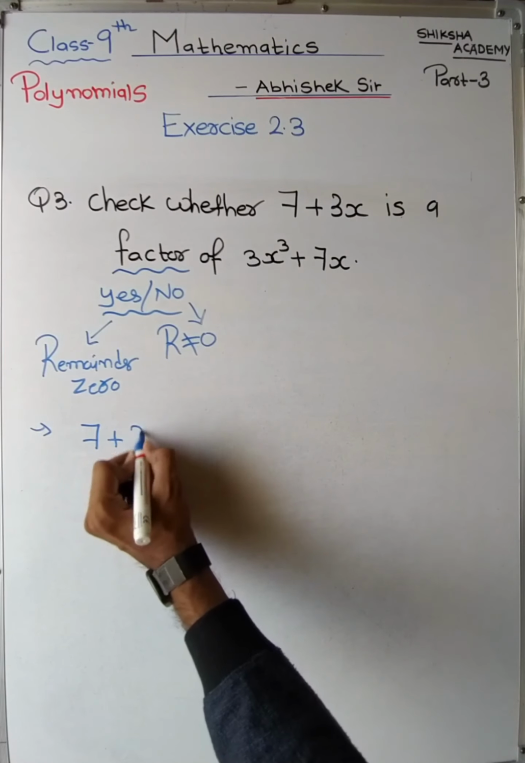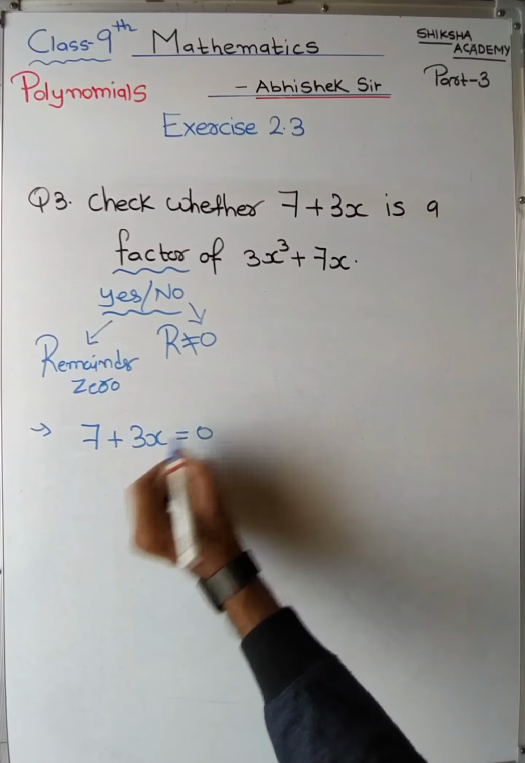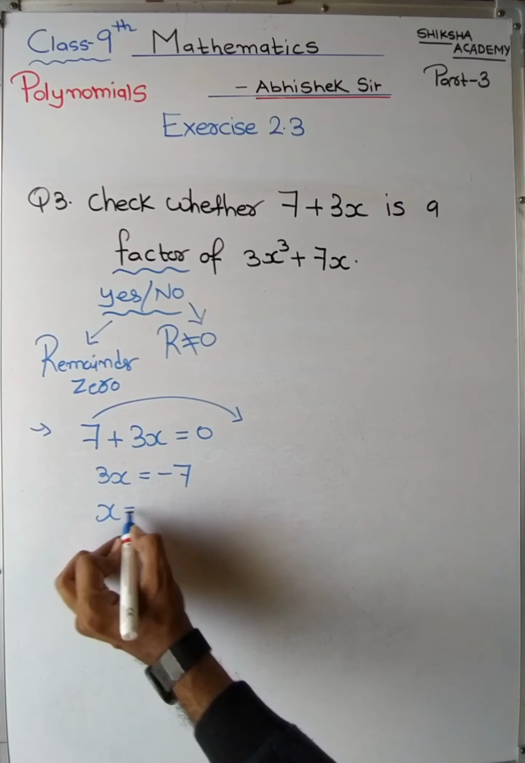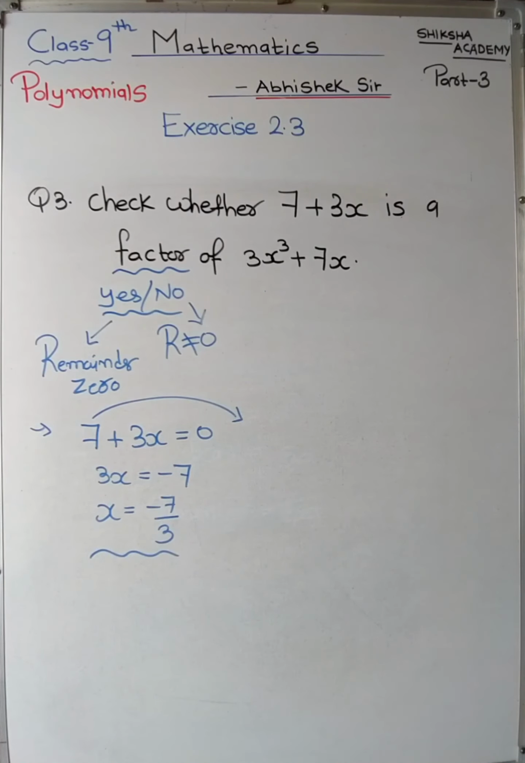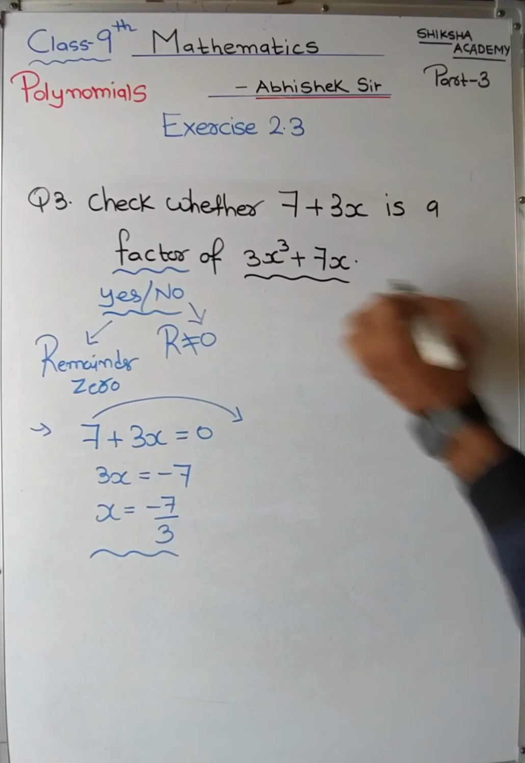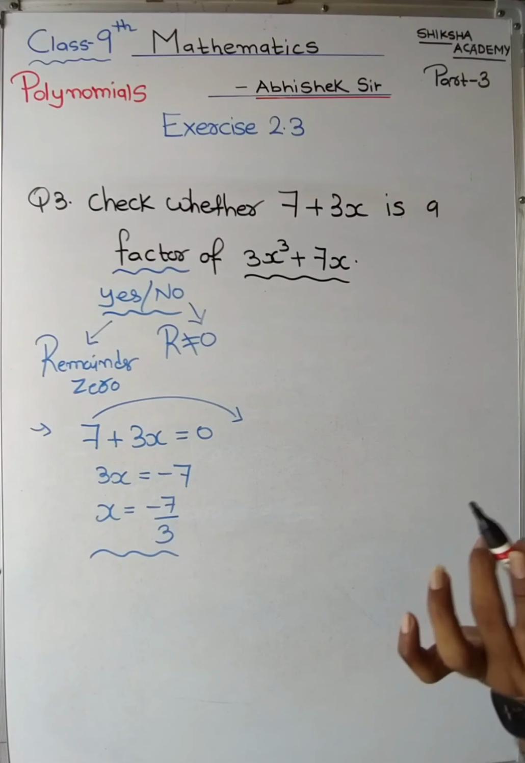So let us go for the remainder theorem. 7 plus 3x equals 0. 3x equals, this 7 will go on this side, minus 7. x equals minus 7 by 3. Now if we put x equals minus 7 by 3 in this polynomial, the answer must come 0. Then only we can write yes.